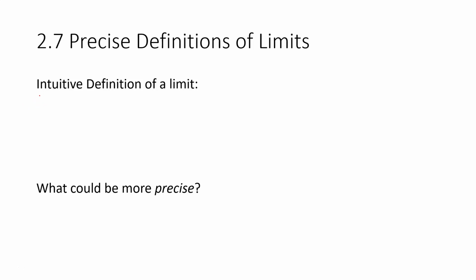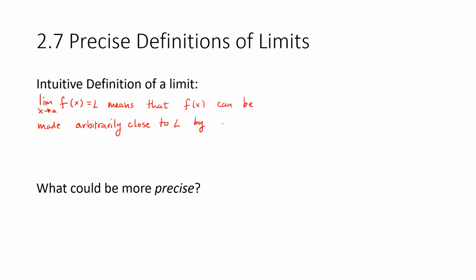And to remind ourselves, if I were to write the limit as x approaches a of f of x equals L, before, what we said is that this means that f of x can be made arbitrarily close to L, as long as we take x sufficiently close to A.